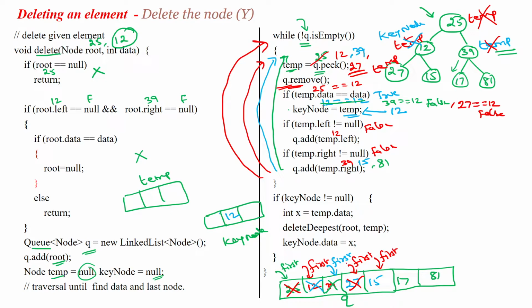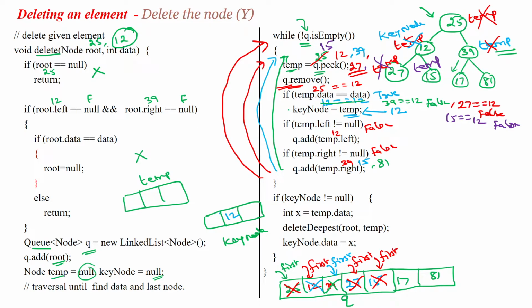Q is empty or not? Q is still having the value 15. So now 15 is the first value which is accessed, and 15 is assigned to the temporary. So now temporary is updated with 15. Again we are checking temporary data is 15. So 15 equal to 12 is false, so this will not execute.